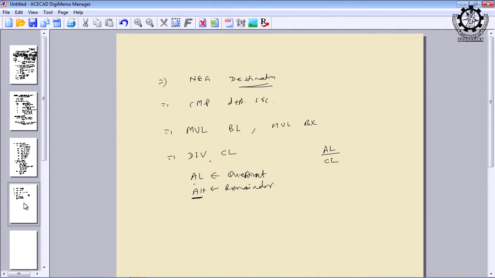And in both multiplication and division instructions, you need not specify the AL value, the accumulator value. Similarly, if you are writing divide BX, the quotient will be available in AX, and DX will have the remainder for 16-bit division. So, for 8-bit division, the remainder will be in AH, for 16-bit division, the remainder will be in DX. These things we have to remember with respect to multiplication and division.